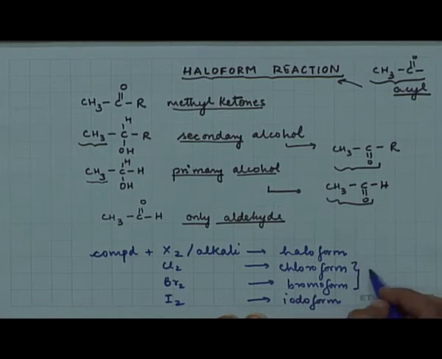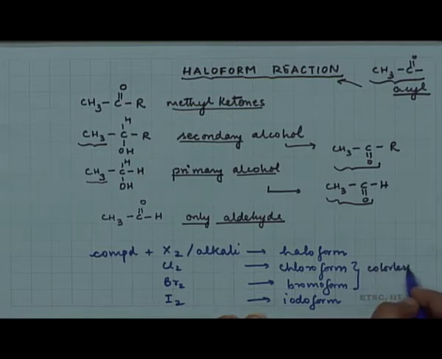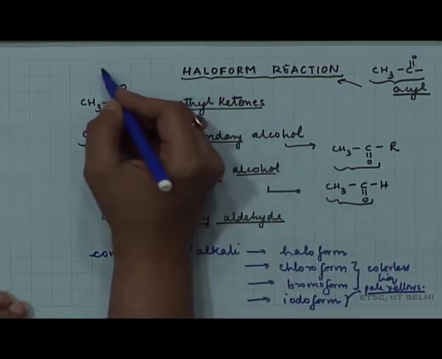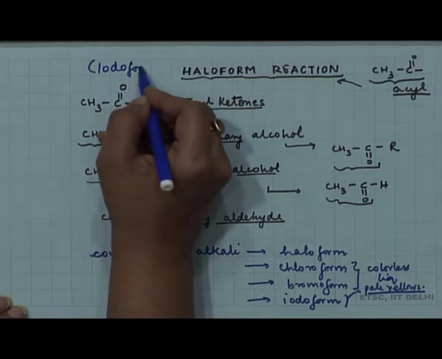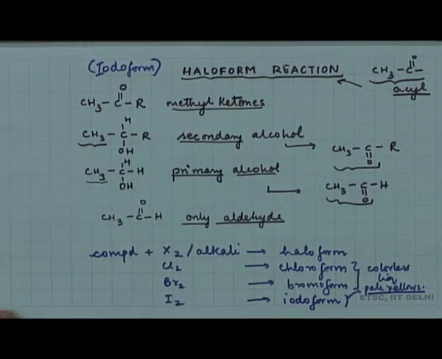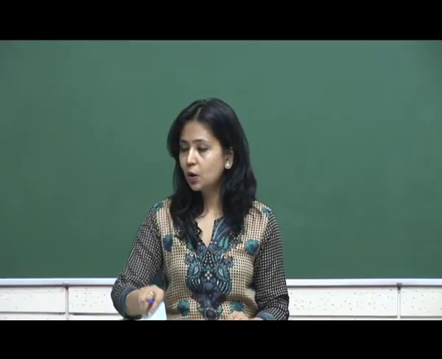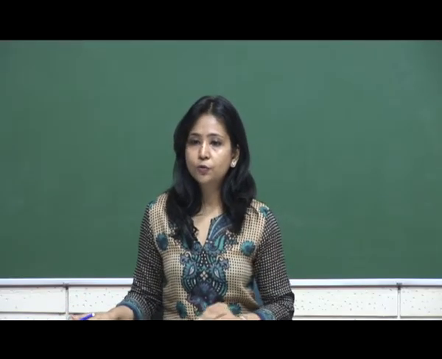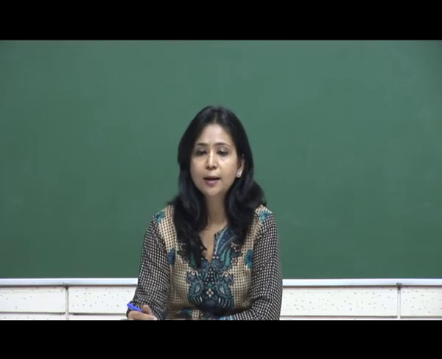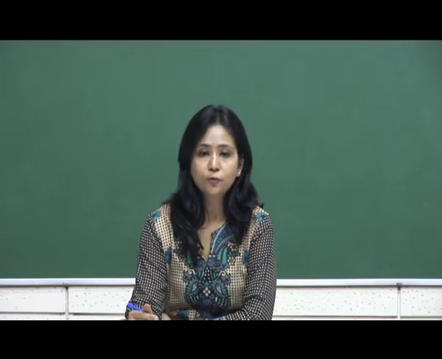Chloroform and bromoform are colorless liquids, while iodoform is a pale yellow solid. This is a pale yellow solid, and that is why this reaction is popularly known by the name iodoform reaction. So, for all the different halogens, it is the iodine which is the most important for this type of substrates, because you get a solid compound which is iodoform, which is yellow in color. Easily you can see that and you can conclude that this particular molecule contains the CH3CO functionality.